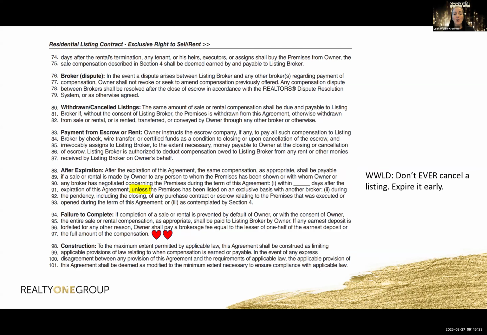And then the second part of this, so if any earnest deposit is forfeited for any other reason, okay, so this would be buyer breach, owner shall pay a brokerage fee equal to the lesser of 1/2 of the earnest deposit or the full amount of the compensation. So depending on what you're listing, I suppose if it's land, the half of the earnest money could actually be more. But generally speaking, it's going to be the lesser, which would be the 1/2 of the earnest deposit. So make sure that not only are you informing your sellers why it's appropriate and in their best interest to ultimately have a high enough earnest money amount that it will cover their bills at half, because half of it's going to the listing broker.